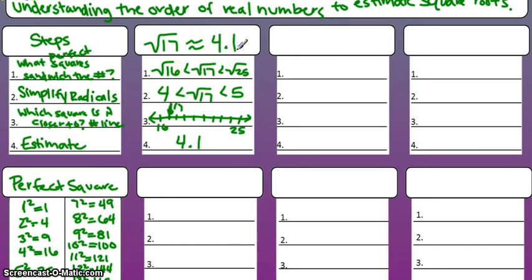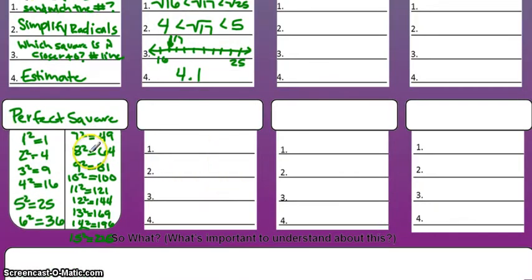Okay? Number 2 is going to be the square root of 47. The first step is to find out which two numbers it's between, which two perfect squares. We scroll down to the bottom. 47 is between 36 and 49.